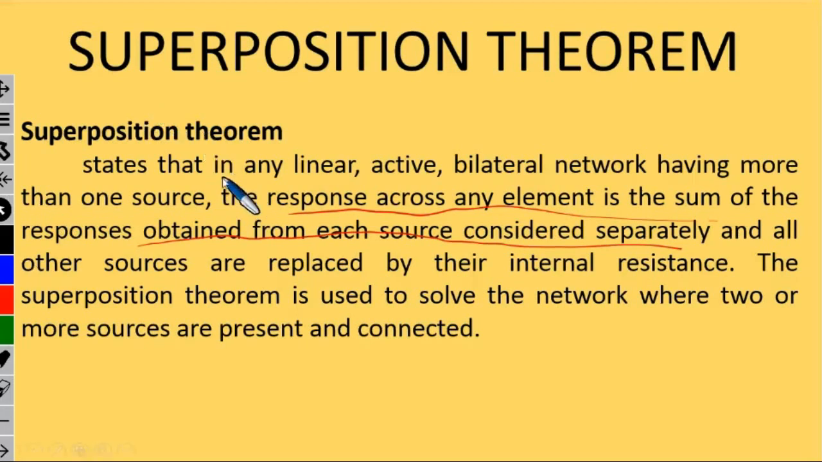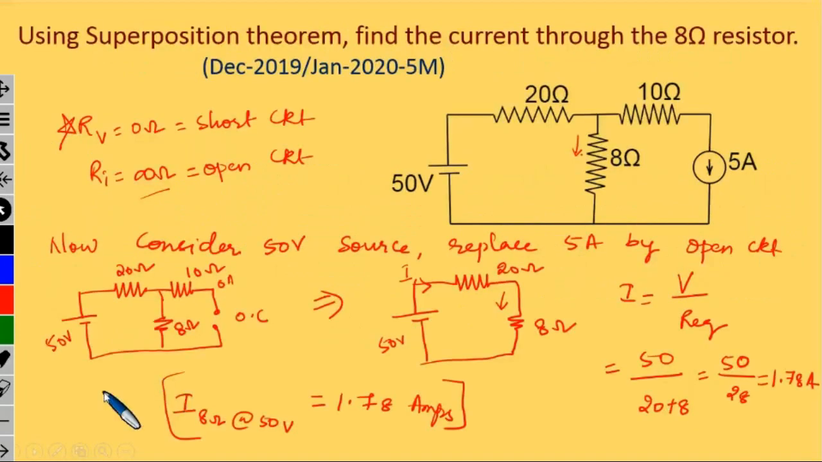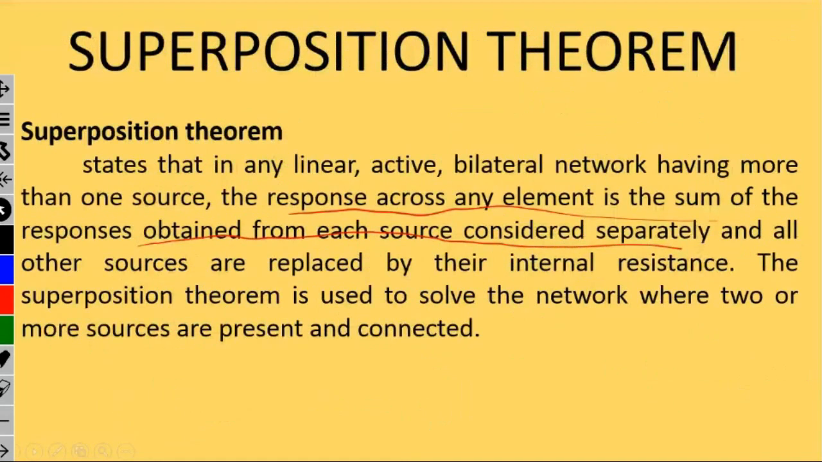So here, if you observe, this theorem is only for linear active bilateral networks. Now, what do you mean by linear? Linear is nothing but an element where a change in input exactly gives the change in output. That means output will change according to the change in input. Then that is known as a linear element. What is active? Active means it must have some source. So there should be some source present in the network, so that is known as an active circuit.